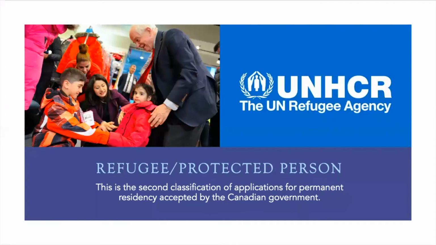A refugee or protected person. This is the second classification of applications for permanent residency accepted by the Canadian government, and it's a little bit more complex than the family class that we talked about before. A refugee in Canada needs to meet the definition of a convention refugee as set forth by the United Nations in the Refugee Convention. An individual applying for refugee status could be excluded from the protection for a variety of reasons. Such reasons could be things like they obtained protection locally and then decided to apply in Canada, or more serious infractions such as committing a war crime, a crime against humanity, or a serious non-political crime.